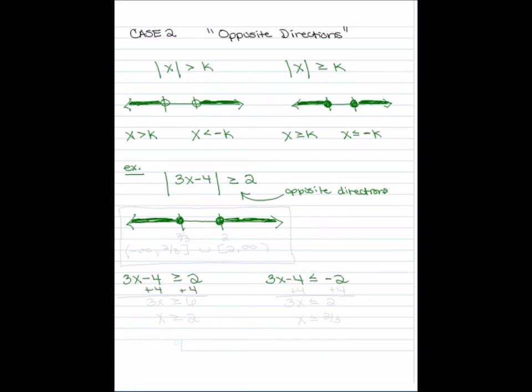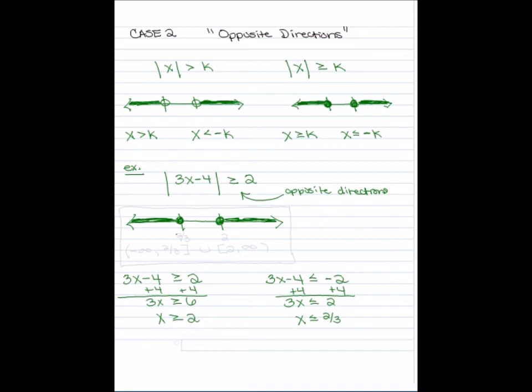The next step is to solve each one of the inequalities. So I add 4, I divide by 3, and I get x is greater than 2. So let me solve the other inequality. I add 4, divide by 3, and I get x is less than or equal to 2 over 3.